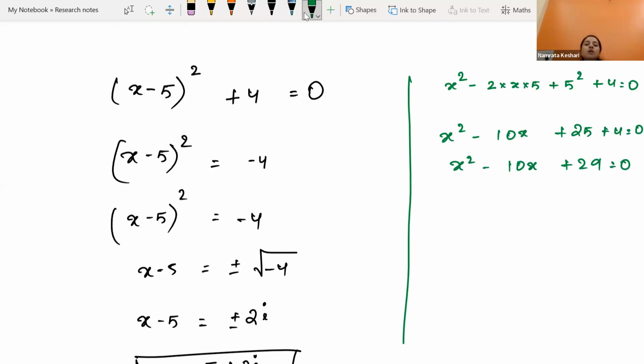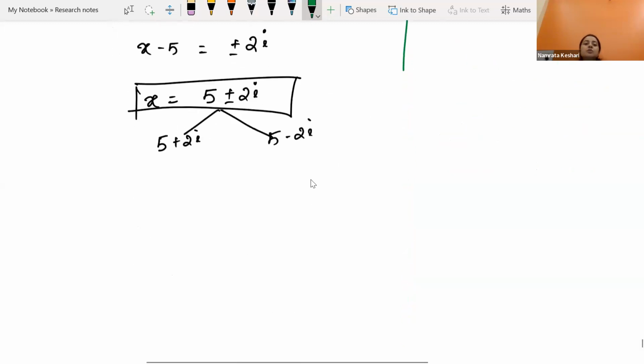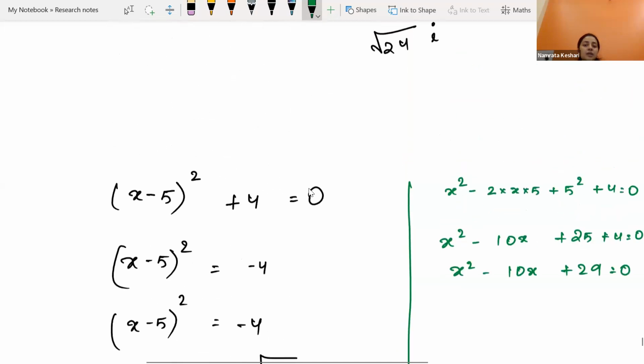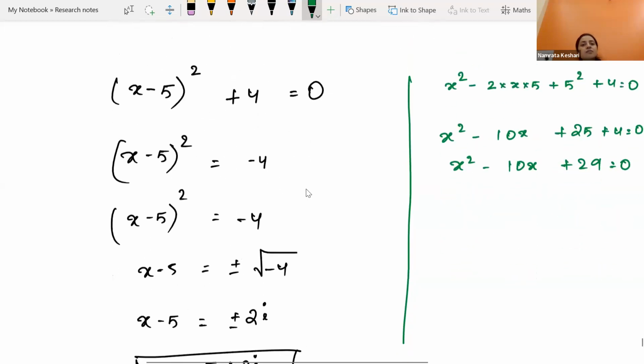Now, of course, splitting the middle term will not be possible because we already know the solution. So the quadratic formula is the savior. We will be using the quadratic formula to take out the value of x. Let's try using the quadratic formula. x equals minus b, minus of minus 10, plus minus under root b square minus 4ac, b square minus 4 into a into c, by 2a.